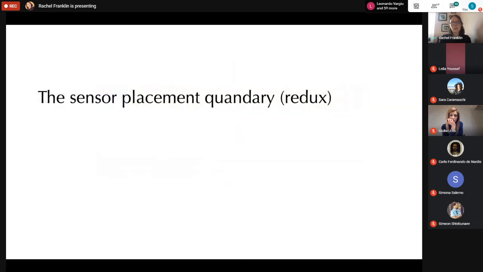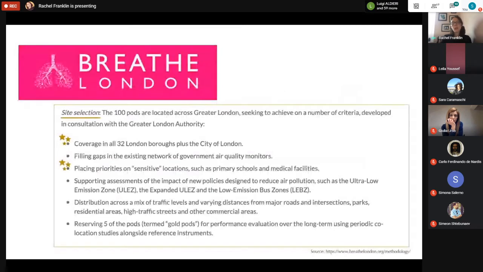Okay, so just going back a little bit to this sensor placement quandary, right? Newcastle is by far not the only city thinking about these smart city technologies, and in particular air quality sensor networks. So whether cities are talking about sensor networks or whether they've already deployed them, there's a very common facet of smart city technology. This is a project called Breathe London, which had 100 sensors that were to be distributed across London. And I show you this only to highlight that there are different processes at work for where sensors are placed, right? And this is what we really care about.